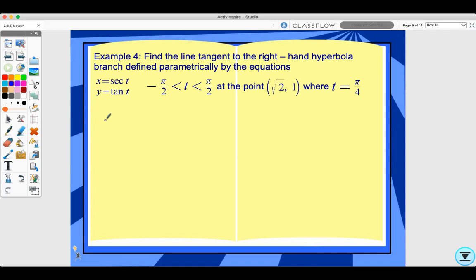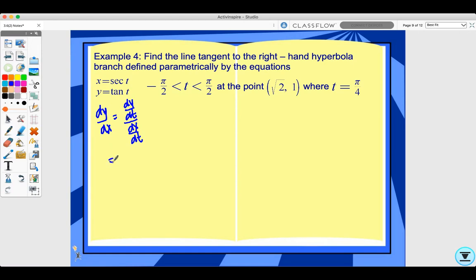Let's look at example 4. Find the line tangent to the right-hand hyperbola branch defined parametrically by the equations x equals secant t, y equals tangent t, where t is between negative pi over 2 and pi over 2, at the point square root of 2, 1, where t is pi over 4. Well, first, we need to find the slope, which is the derivative of this. And since it's parametric, we know that dy over dx equals dy over dt divided by dx over dt.